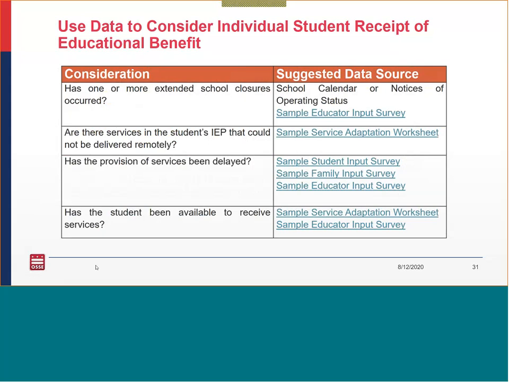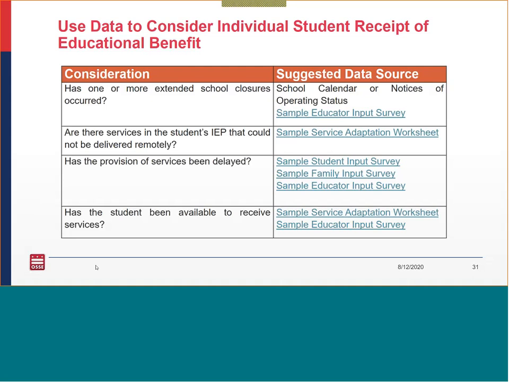Are there services in the student's IEP that could not be delivered remotely? We have a service adaptation worksheet that I'll show you in just a second that I showed in part one, but we'll repeat looking at that now. It can help you to see what options were considered for adaptations to services rather than just not delivering services, and what services were refused or deemed impossible to provide at this time.